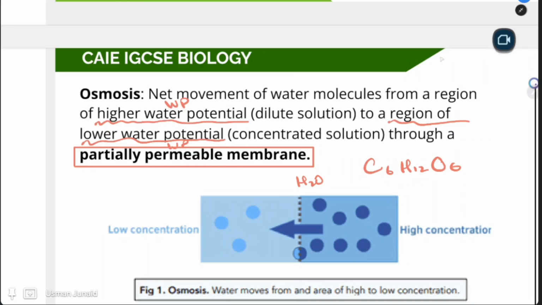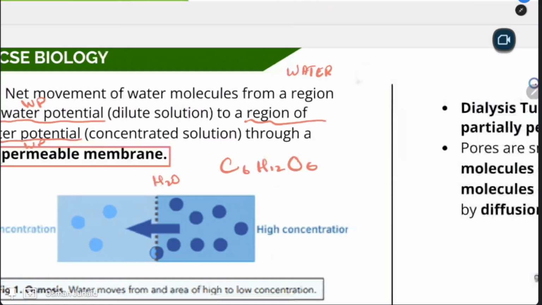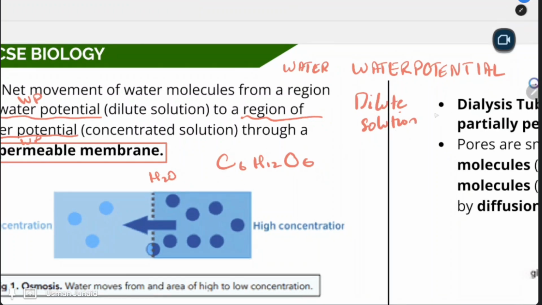Okay. So when we're talking about water or osmosis, we'll talk about water potential. And if the solution has a higher water potential, it means it has more water molecules. So it is a dilute solution. Are we good till here? Right? If it has a lower water potential and the water molecules are less, that means the solute is more. Therefore, it's a concentrated solution.